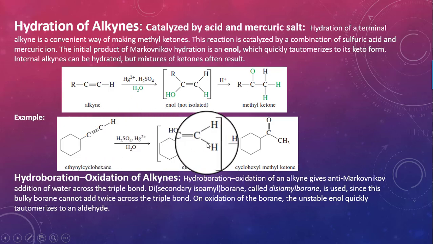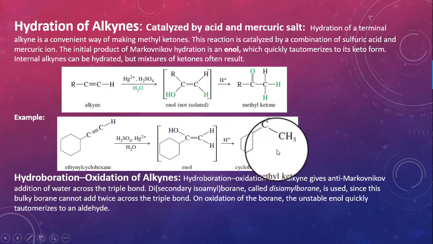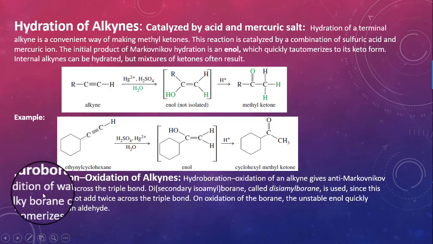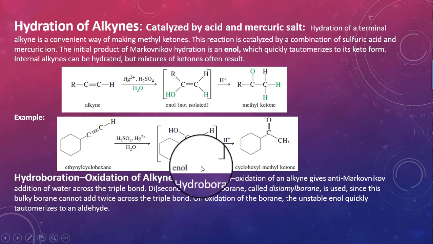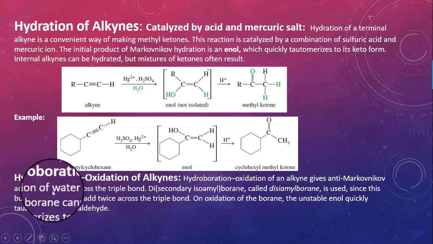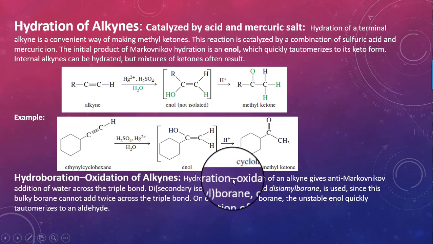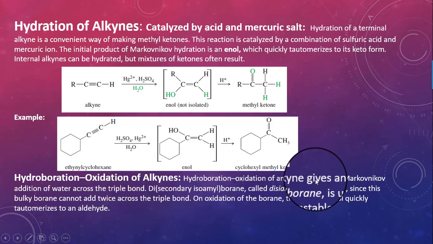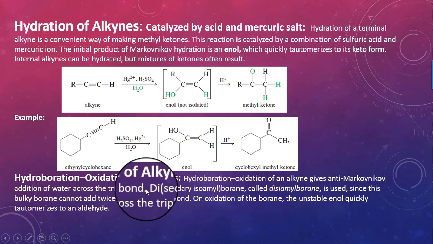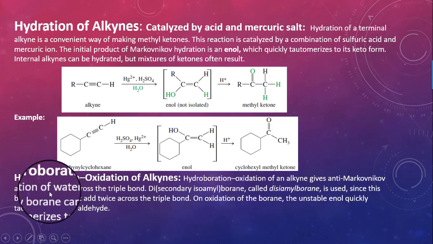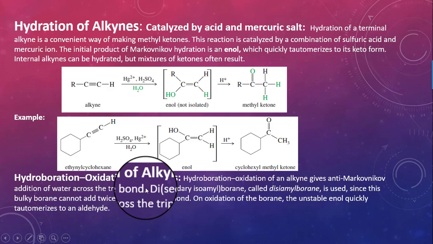Another example is shown in which enol readily tautomerizes to form ketone, because ketone is more stable as compared to enol. Hydroboration oxidation of alkynes. Hydroboration oxidation of an alkyne gives an anti-Markovnikov addition of water across the triple bond.